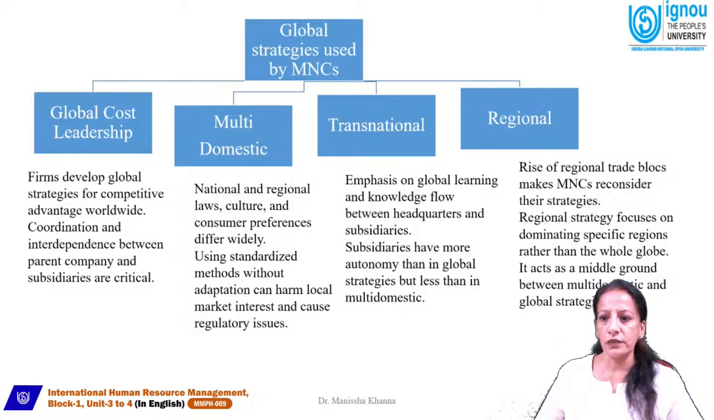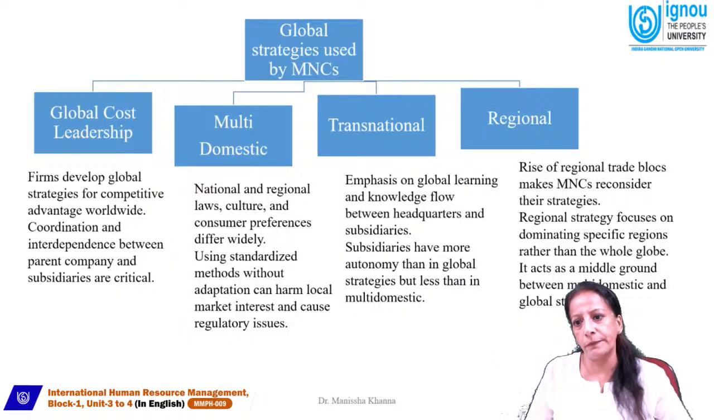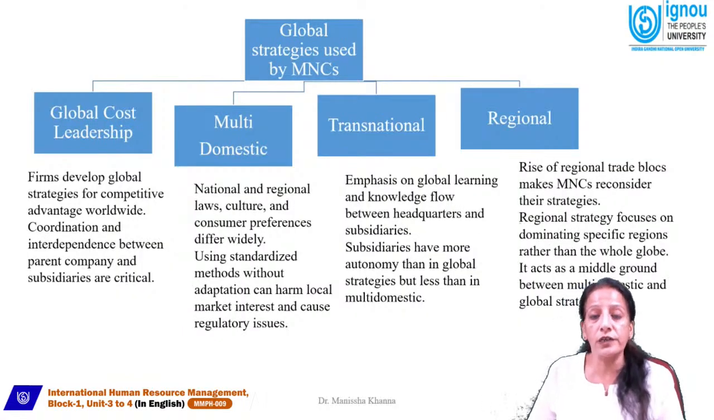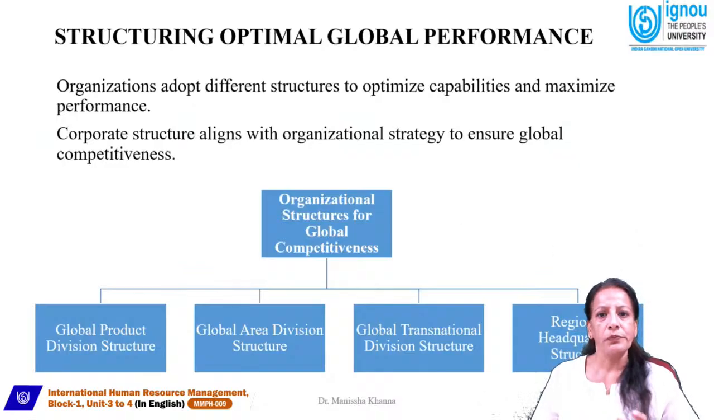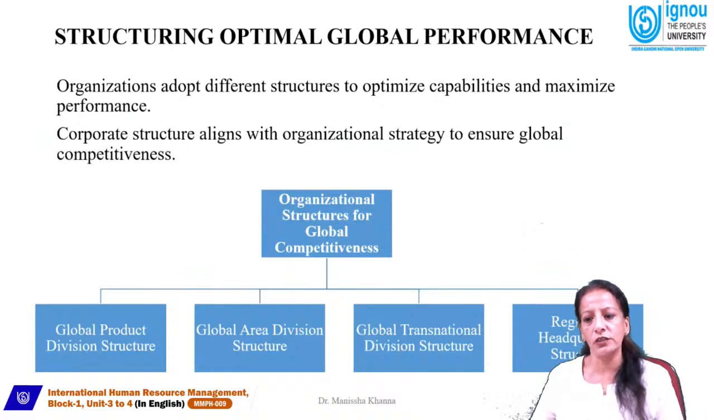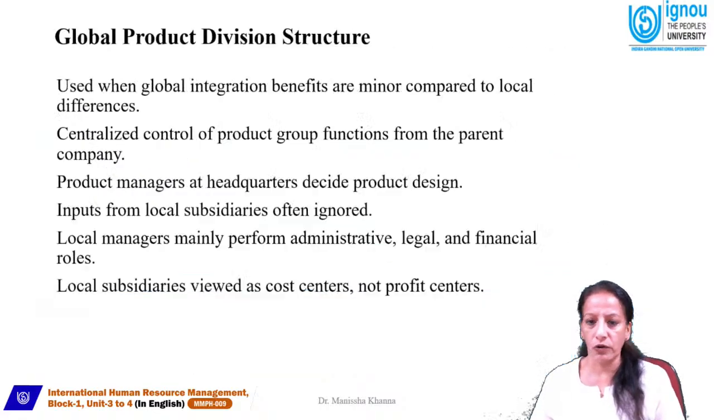So regional strategy is where the rise of regional trade blocks makes multinational corporations reconsider their strategies as per the specific regions across the globe, and it acts as a middle ground between multi-domestic and global strategies. When it is all about structuring, optimal global performance is based on global product division structure, global area division structure, transnational division structure, and regional headquarter structure.